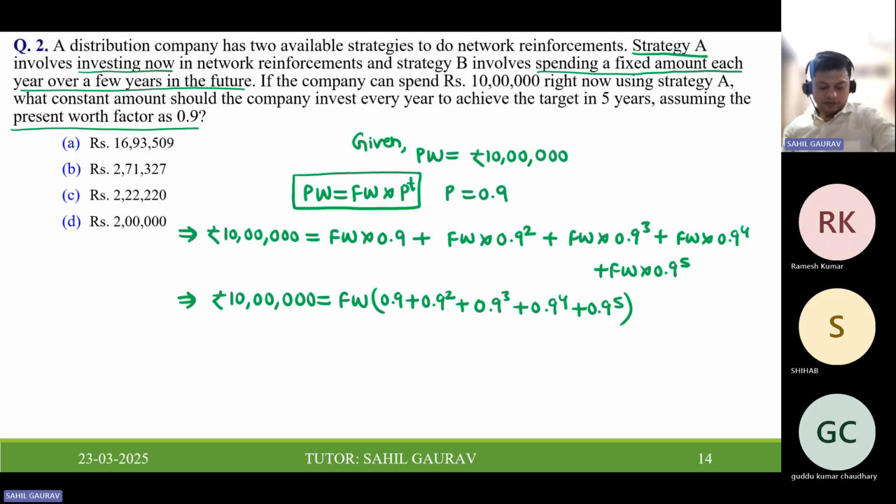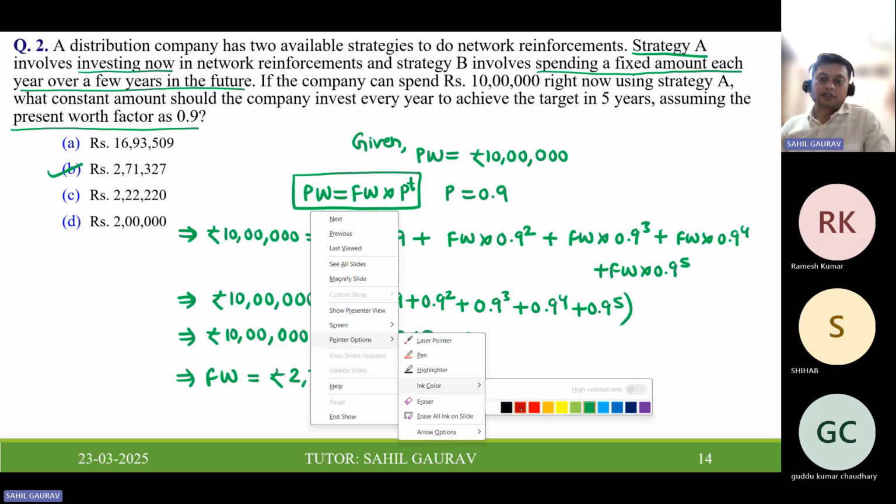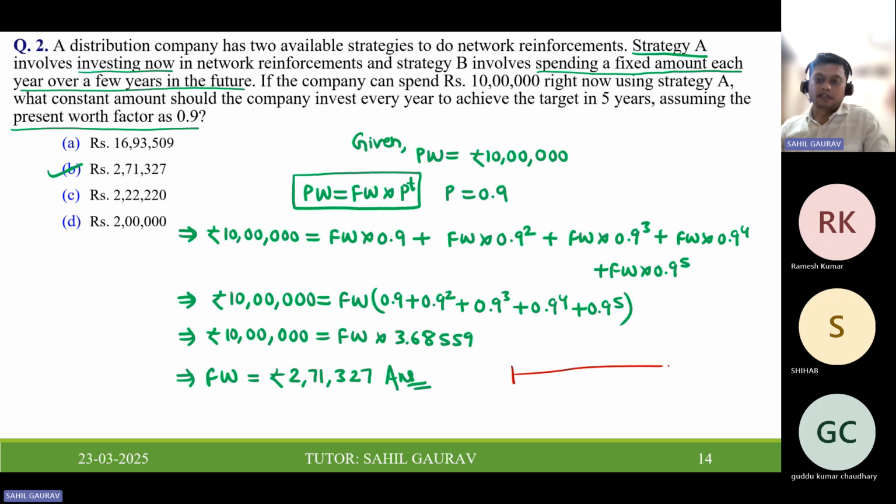So right now, here we have got this answer: 10 lakh is the future worth, and this is 3.68559. So future worth means the equal amount of money that in a strategy they want to invest. So 2,71,327. This is the answer. So the answer is B.